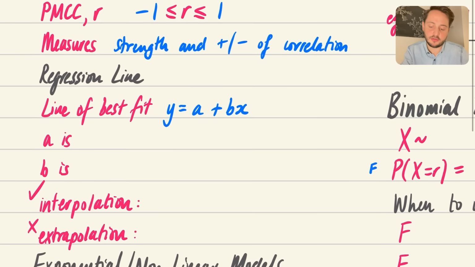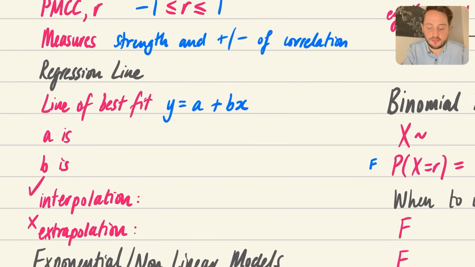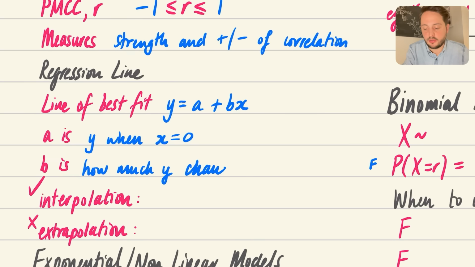And in this particular context then, a is going to be the value of y when x equals 0. So they might ask you to interpret something. And b is how much y changes with x. In particular, how much it changes when x increases by 1.